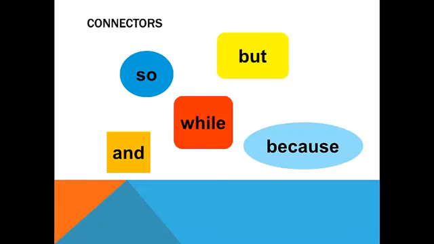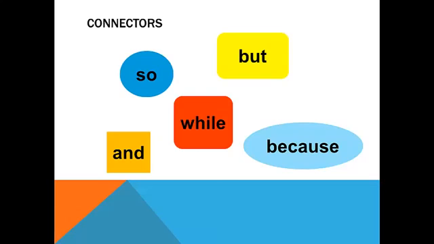Let's mention another connector, and the following connector is because. The connector because helps us express the reasons why situations happen, or why we have certain consequences in relation to a situation. So the connector because is for us to express reasons and also consequences about situations.